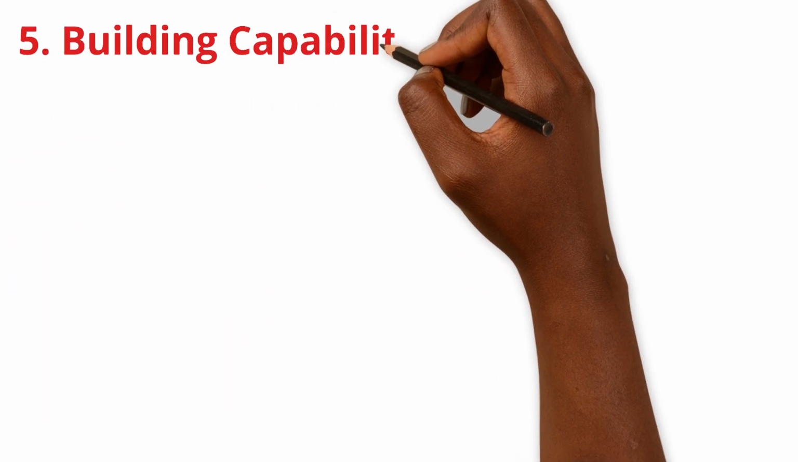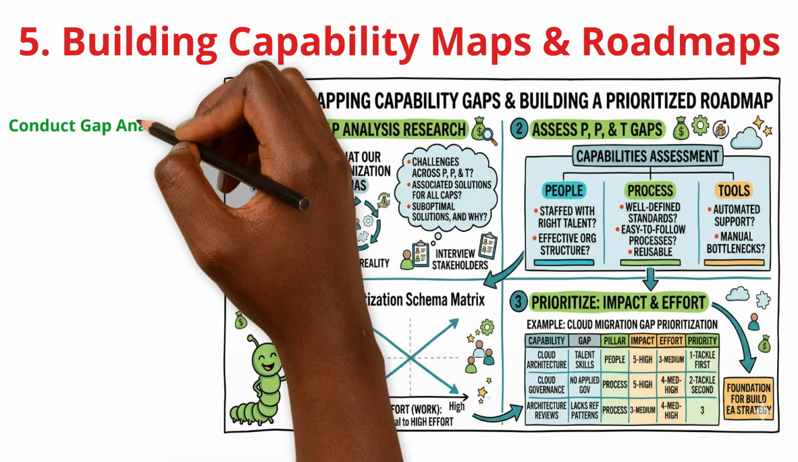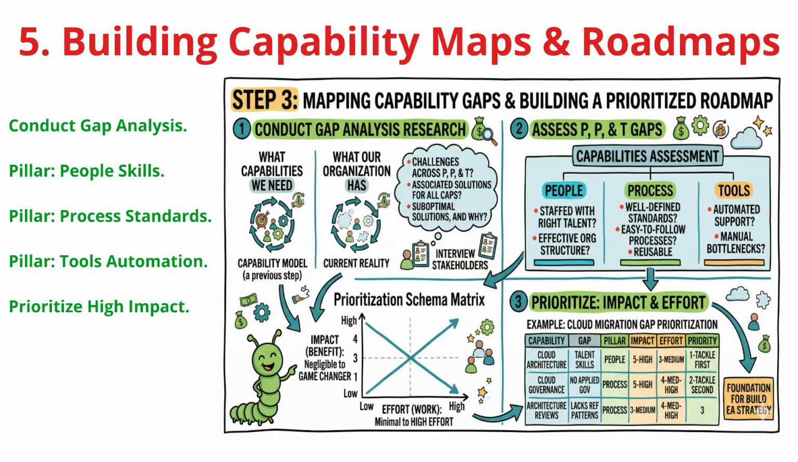We're finally at step 3 of our framework, mapping capability gaps and building a prioritized roadmap. Your tailored capability model is the standard. Now we perform a powerful gap analysis to see where your current organization falls short of that need. This step requires real research, including interviews with stakeholders, asking about challenges across people, process, and tools.